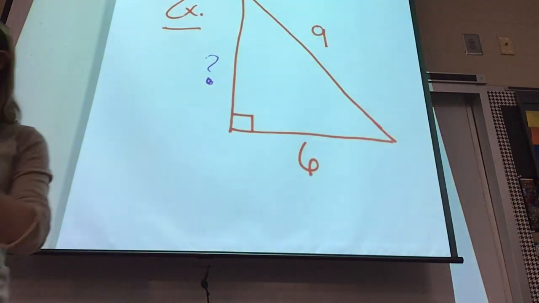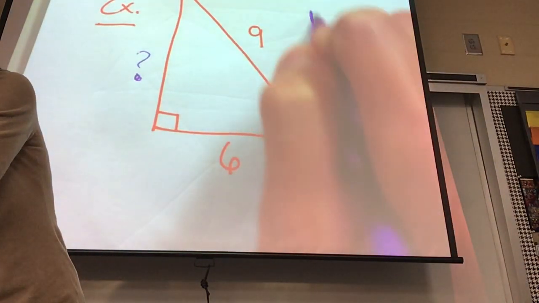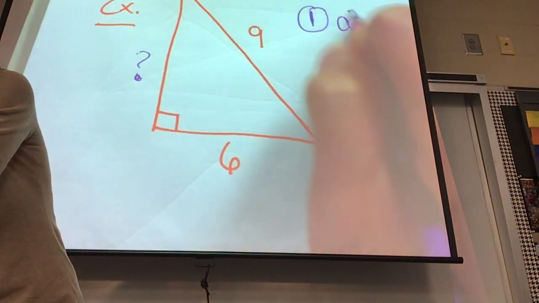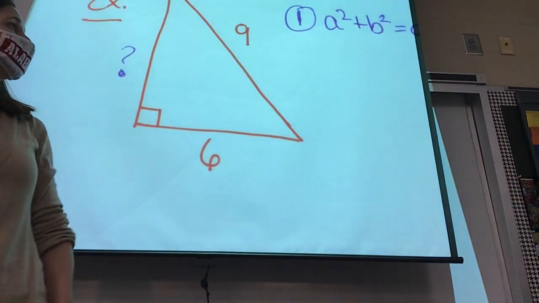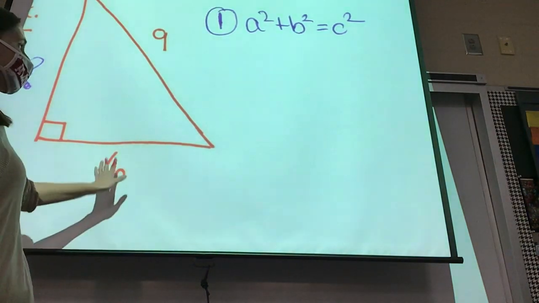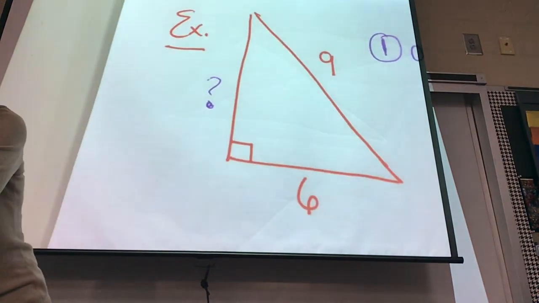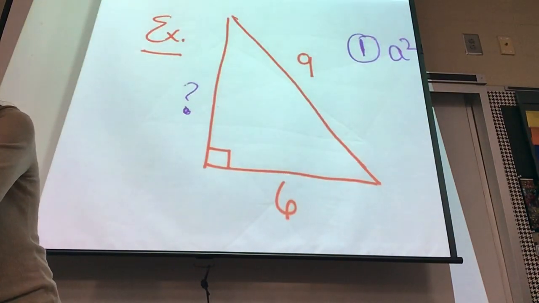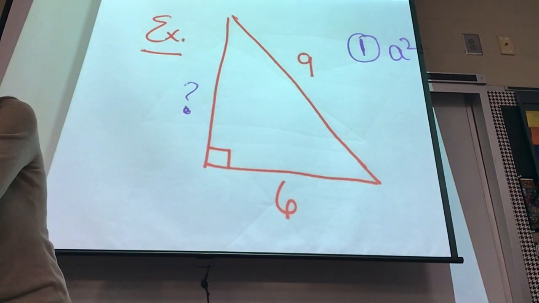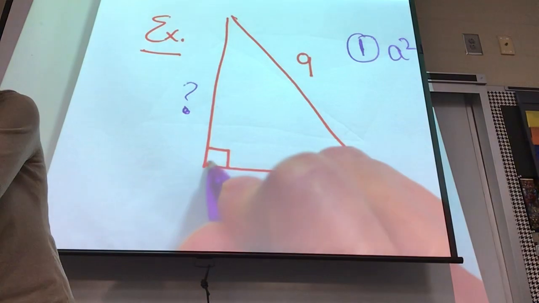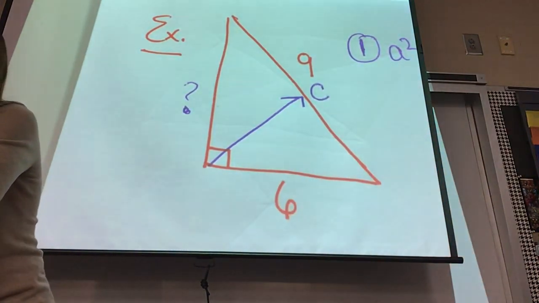The first thing we're going to do is a squared plus b squared equals c squared. So we're going to do that first and find that missing piece. So now, what are we going to plug in here? 6 squared, b squared equals c. Again, the only piece that really matters is this 9, and it's c.